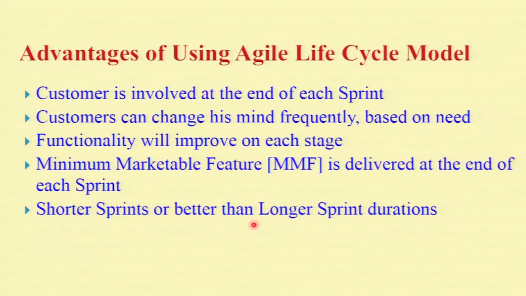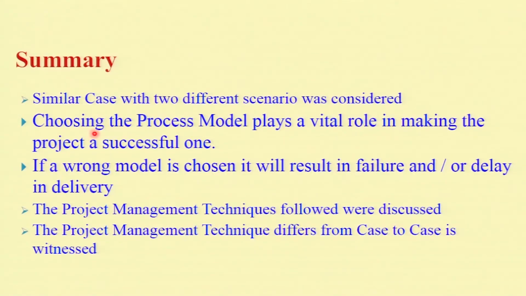Now my dear students, let us summarize these 2 case studies and let us see the project management techniques that we have discussed so far. We have taken up a similar case with 2 different scenarios. Choosing the right process model plays a vital role in making the project a successful one. If a wrong model is chosen, it will result in failure or delay in delivery. The project management techniques followed were discussed. The project management technique differs from case to case, as we have seen similar cases, but 2 different methodologies, 2 different approaches were used.